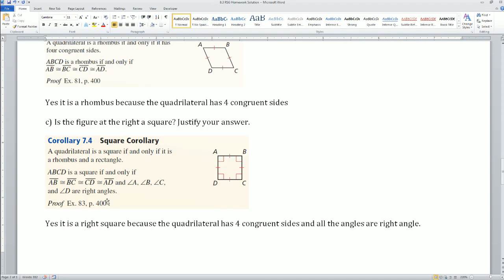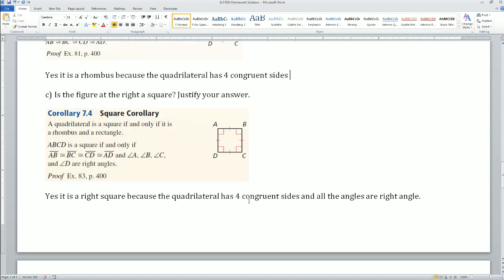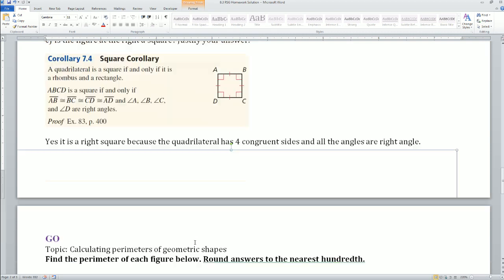Hence, we would say it is a square because, again, it's a rhombus and it has 4 congruent sides and the angles are all right. Hence, it is a right square.